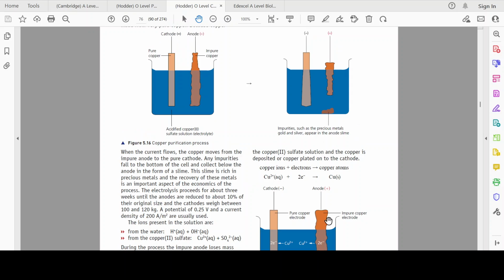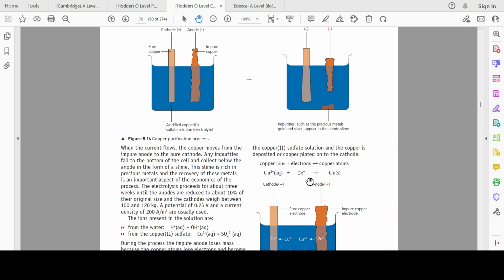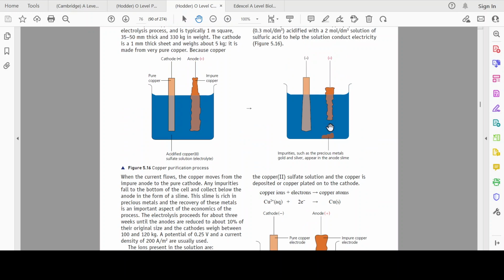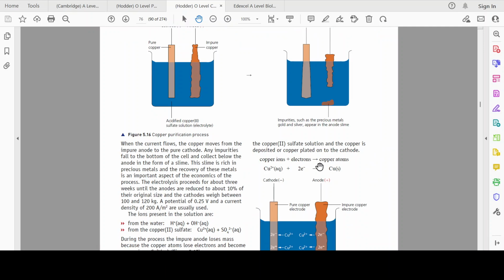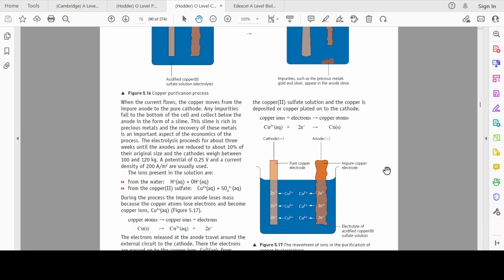And so the impurities, the anode dissolves. You can see over here, so it's smaller, and this gunk over here at the bottom is anode slime, and it says that it does have precious metals, like gold and silver. So those are made use of later. It also says the slime is rich in precious metals, and the recovery of these metals is an important aspect of the economics of the process. So you don't want that to go to waste. Clear? Yeah. Okay.